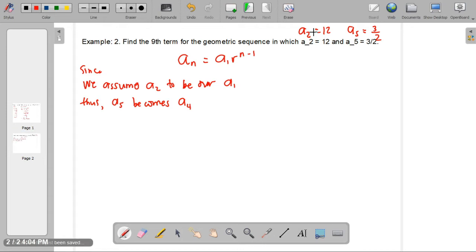The gap is from a sub 2. Your a sub 2 becomes your first term, a sub 1. Then the next, a sub 3, is your second term. Then a sub 4 is your third term. Then a sub 5 moves up to your fourth term, so it becomes a sub 4. So now, for the given, why do we assume our a sub 2 to be our a sub 1 and a sub 5 to become a sub 4?